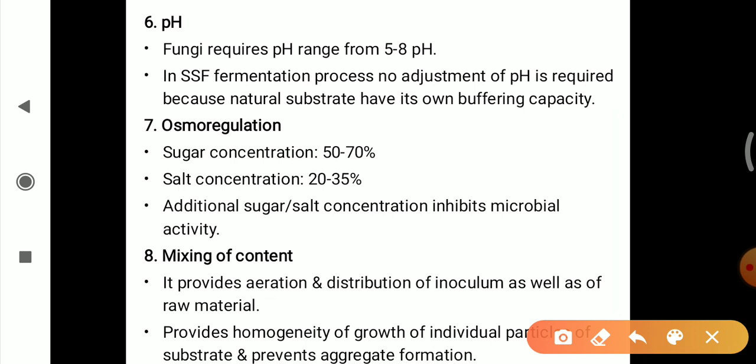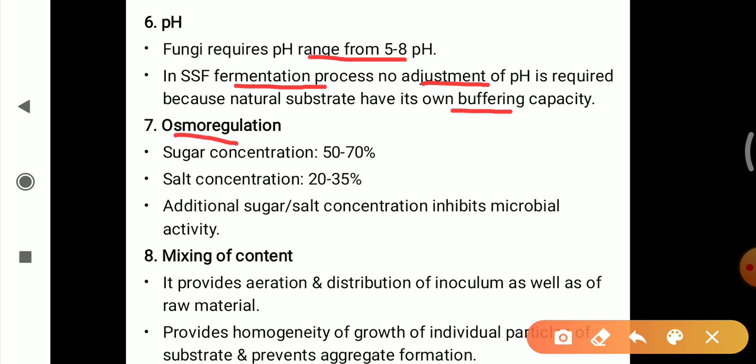pH. Fungi required pH range from 5 to 8. In SSF fermentation process, there is no adjustment of pH required. There is no need to adjust or control the pH, because the natural substrate has its own buffering capacity. Because we are using natural raw material, there is no requirement to add any kind of pH control devices.